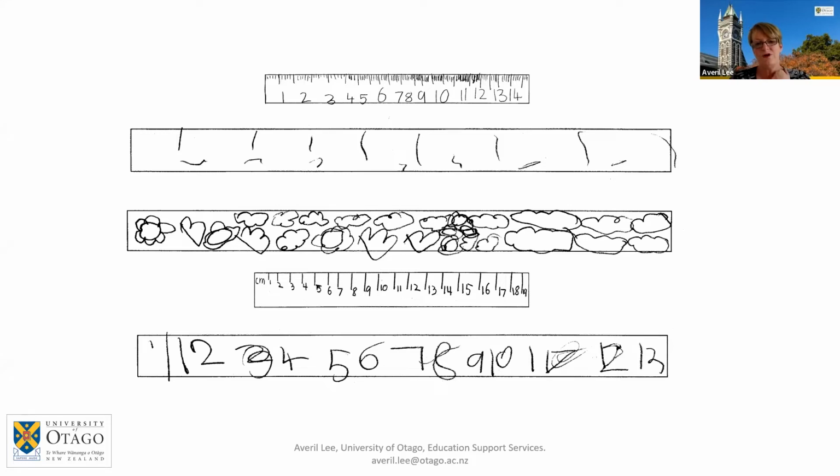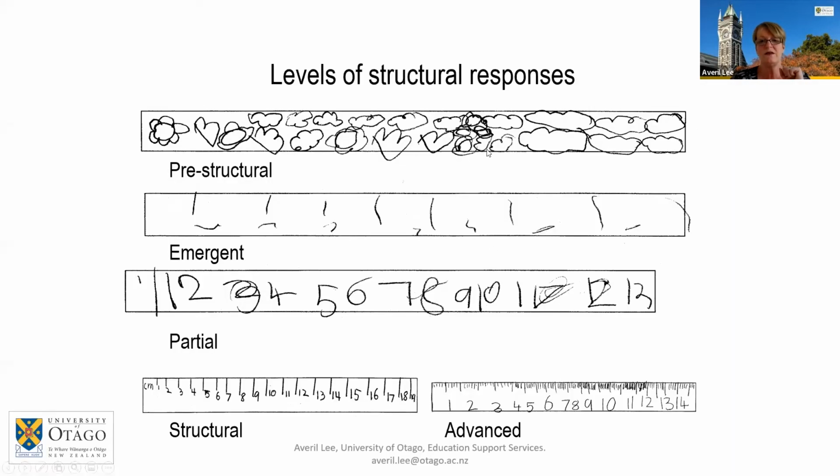So when we put those in order, you can actually see that the pattern and structure awareness of these students gets better the more those patterns are pulled out. You can see on this next one that the Smiggle ruler is at the top. This one here, you can see that the students have got the idea of lines on a ruler, but they don't know what those lines refer to.